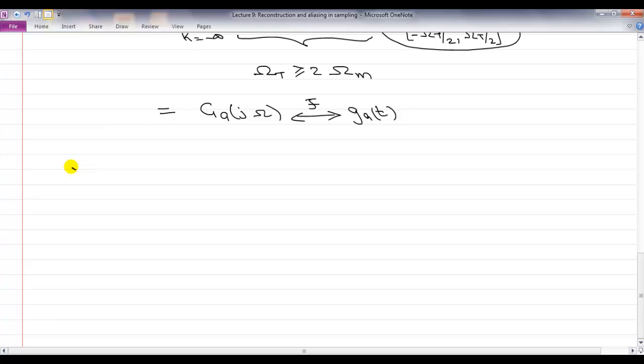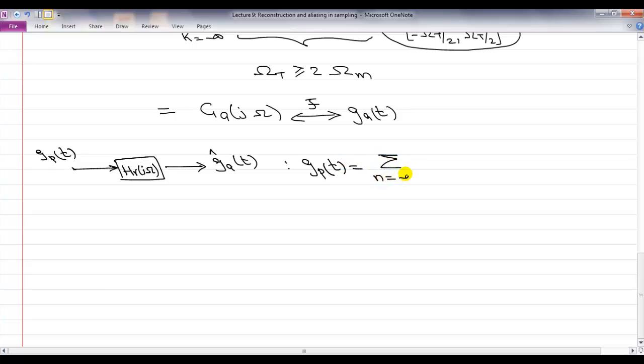Let's remember how we are doing the reconstruction. We pass G_P of t through this low-pass filter to get G hat A of t, which ends up being G_A of t. And remember that G_P of t is defined in terms of the sequence: summation over n from minus infinity to infinity of G of n, delta of t minus nT. Now this H_R of j omega has an impulse response associated with it, which is H_R of t.